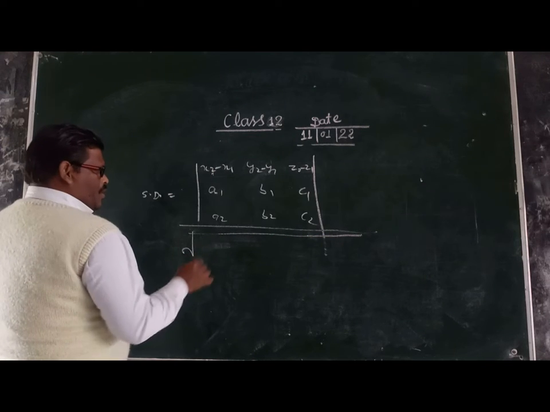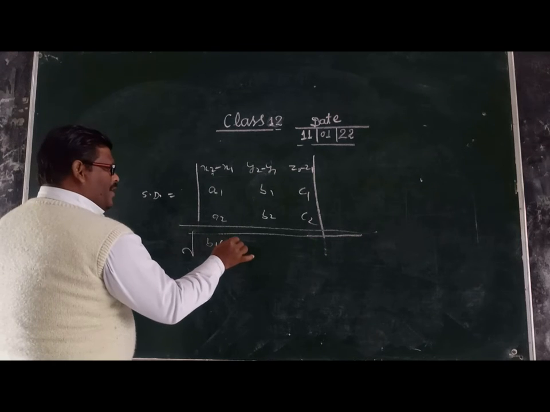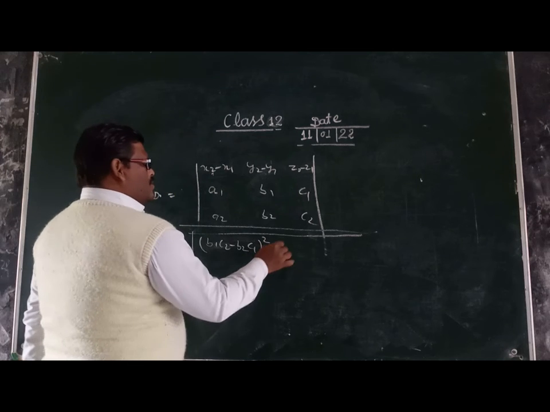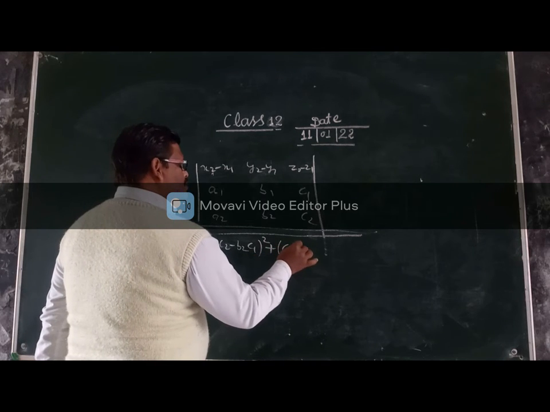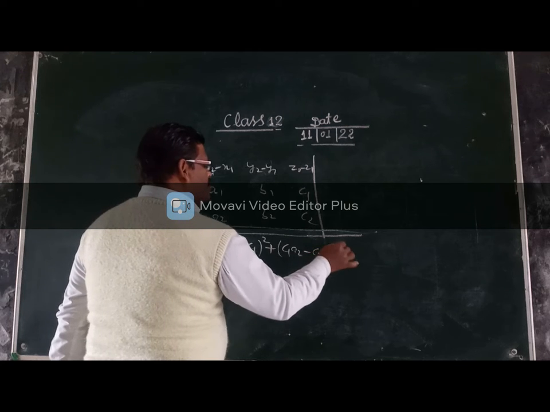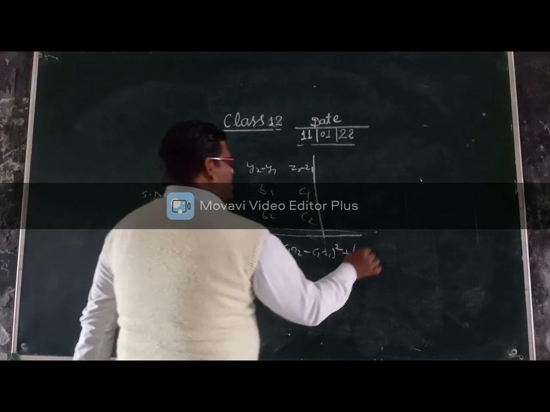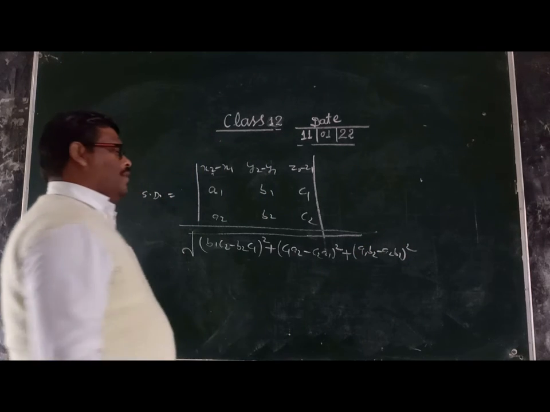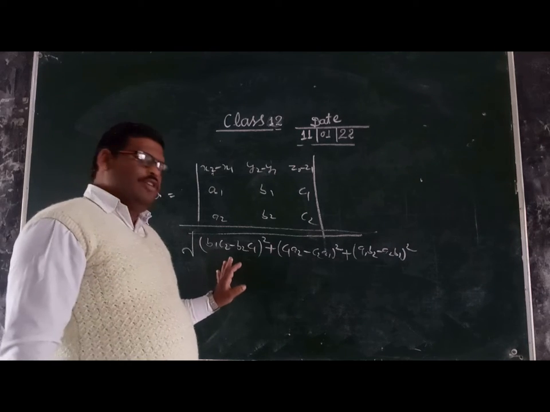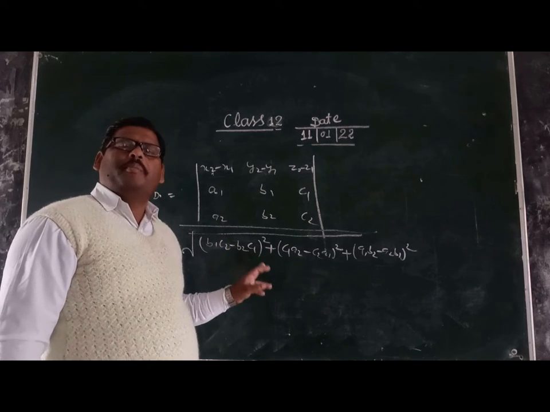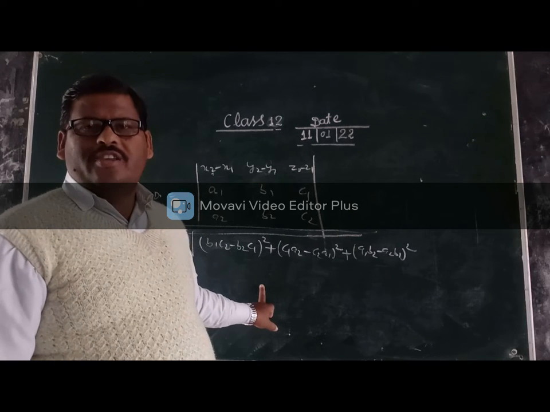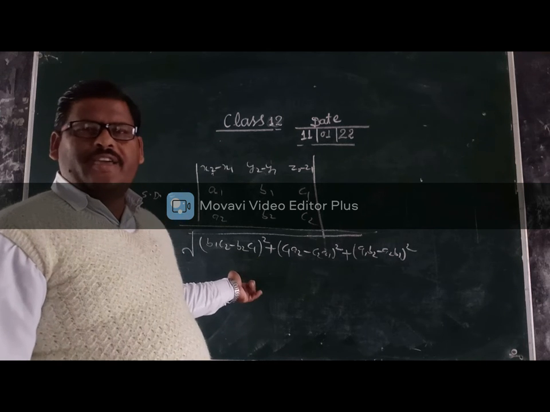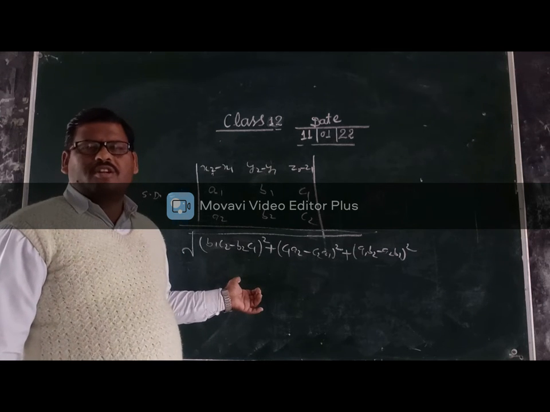under root (b1 c2 minus b2 c1) whole square plus (c1 a2 minus c2 a1) whole square plus (a1 b2 minus a2 b1) whole square. By use of this formula, you can find the shortest distance between any two skew lines. Skew lines means the lines which are not in the same plane.